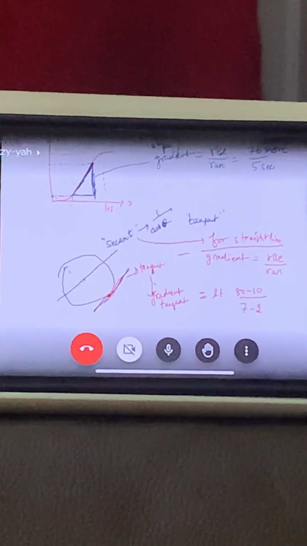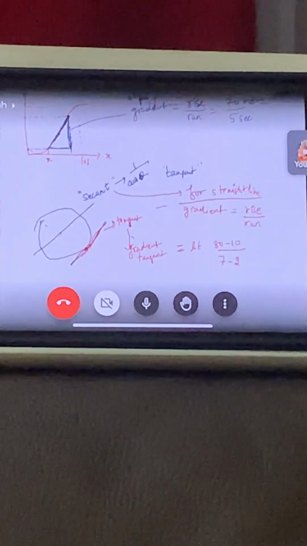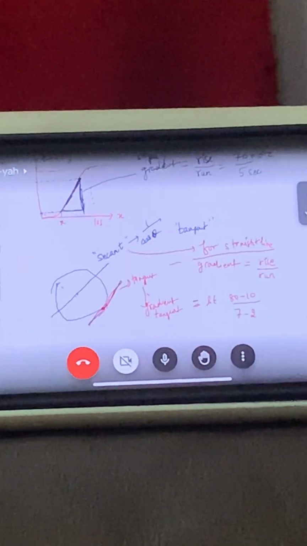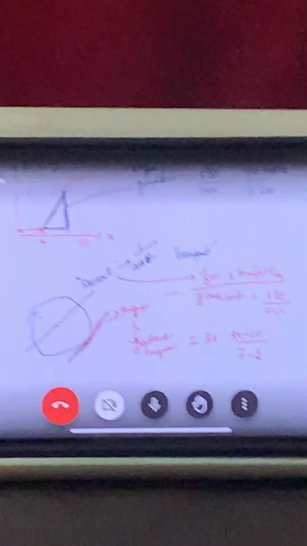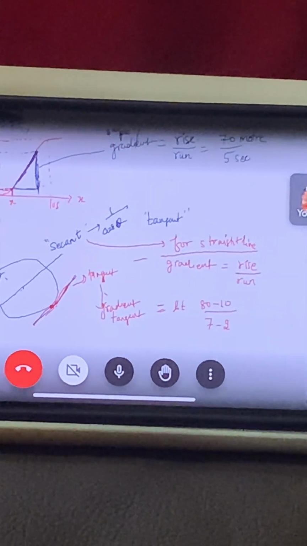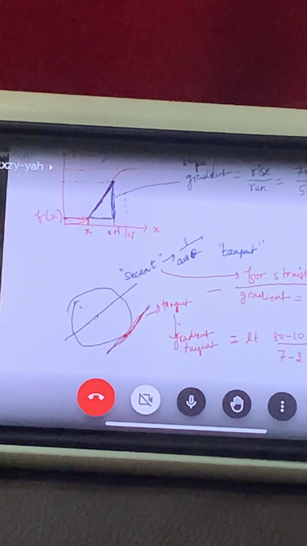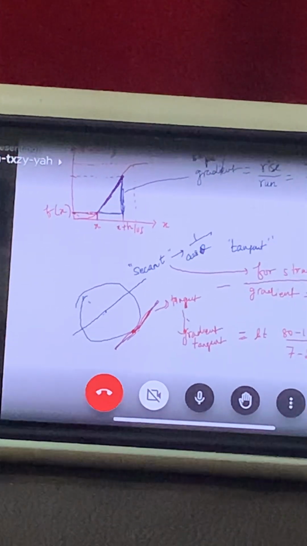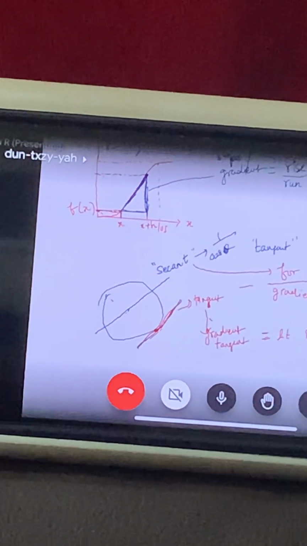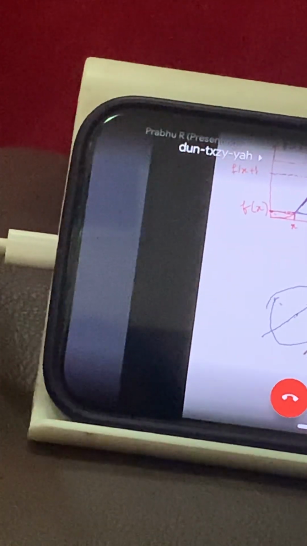What is this axis? X-axis. So let me consider the values x. What is y? Y is nothing but the function, y equal to f of x. If this is x, what about this one? This is the function of x. Similarly, this point is x plus h. Tell me what about this? This is a function of which one? f of x plus h. Yes.